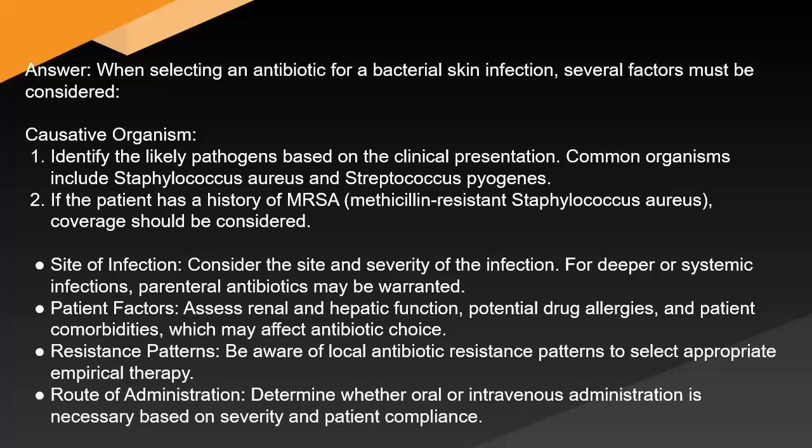Site of infection. Consider the site and severity of the infection. For deeper or systemic infections, parenteral antibiotics may be warranted. Patient factors. Assess renal and hepatic function, potential drug allergies, and patient comorbidities, which may affect antibiotic choice. Resistance patterns. Be aware of local antibiotic resistance patterns to select appropriate empirical therapy. Route of administration. Determine whether oral or intravenous administration is necessary based on severity and patient compliance.